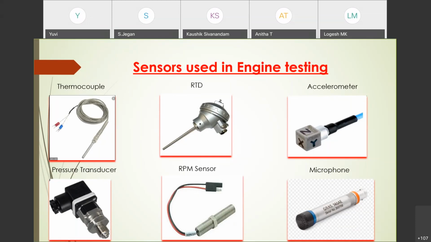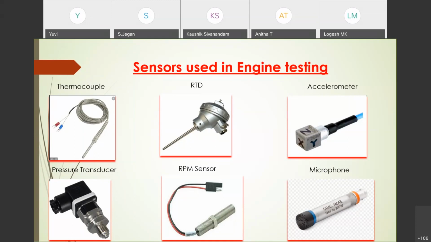If you see the construction of RTD, we have a thin platinum wire surrounded with a glass core. Okay? So when this wire is exposed to temperature, the resistance will vary and we will get an electrical output accordingly. The main advantage of RTD is it's a linear device, and whatever reading you take using RTD is stable for a long time. The measurement range of RTD is minus 250 degrees Celsius to 850 degrees Celsius. Beyond that, we cannot use RTD.